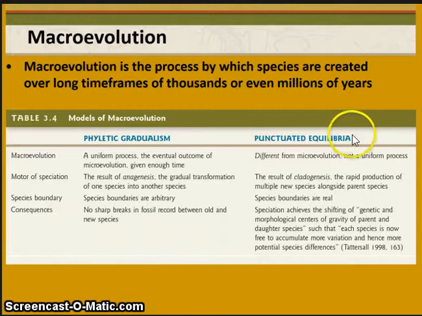Punctuated equilibrium, on the other hand, is different from microevolution. It's not a uniform gradual process. It's a result of what we call cladogenesis, which is a rapid production of multiple new species alongside parent species. So instead of being gradual, it happens very rapidly over relatively short periods of time. In this case, speciation achieves the shifting of genetic and morphological centers of gravity of parent and daughter species, such that each species is now free to accumulate more variation and hence more potential species differences.